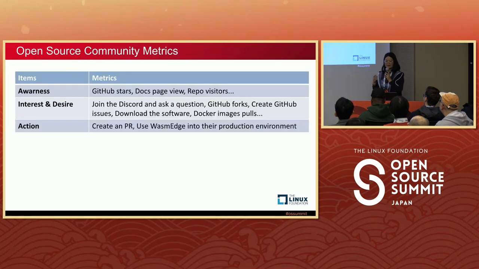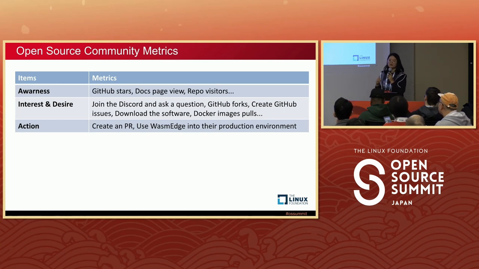So based on the open source community funnel, I list some simple metrics that we will monitor. For the top of the funnel, awareness, we will monitor GitHub stars, docs page views, and the repo visitors. And for the middle of the funnel, interest and desire, we will monitor how many members are in our Discord server, and how often they ask a question.